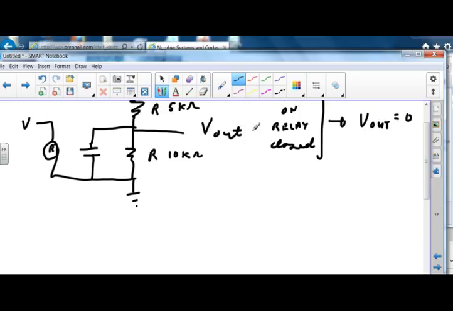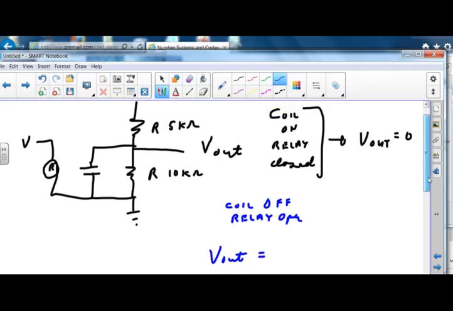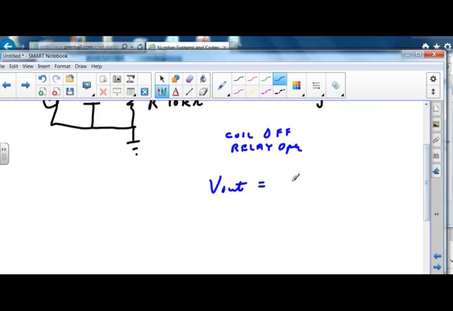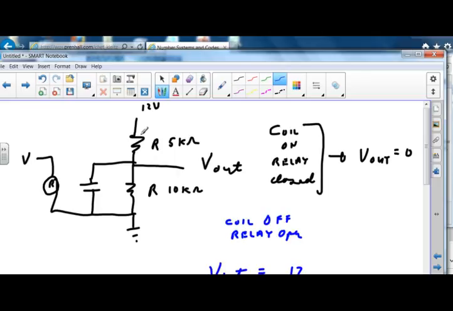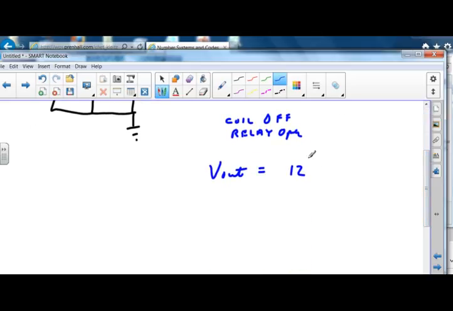Now the coil is off. The relay is open. What's my voltage out? I have 12 volts. I'm going to have some voltage drop across the 5K and some drop across the 10K, and it's going to be proportional. So I'm going to see a voltage drop of 4 volts across the 5K and twice as much, 8 volts across the 10K. And my voltage out is going to be 8 volts.